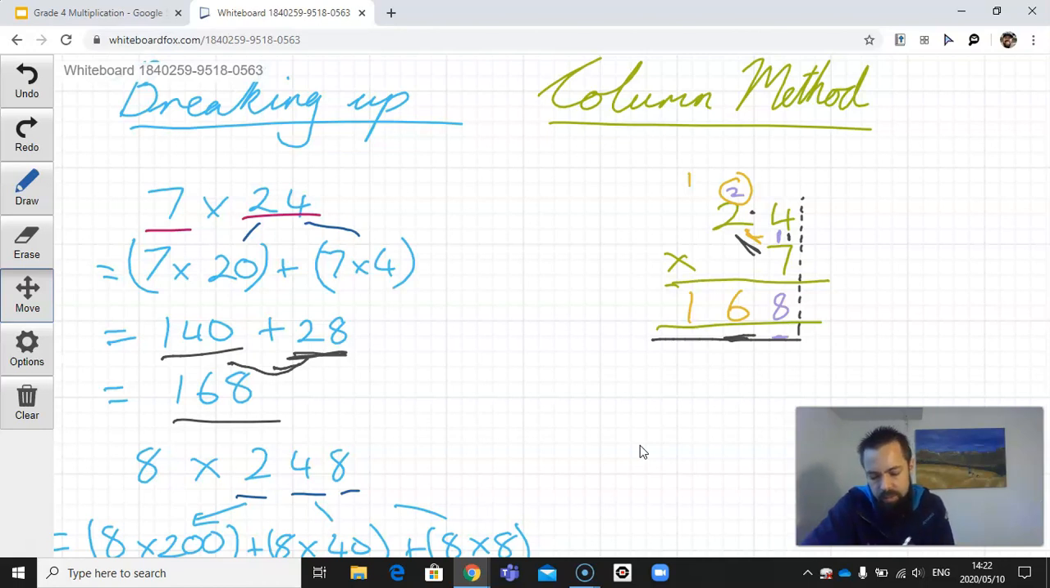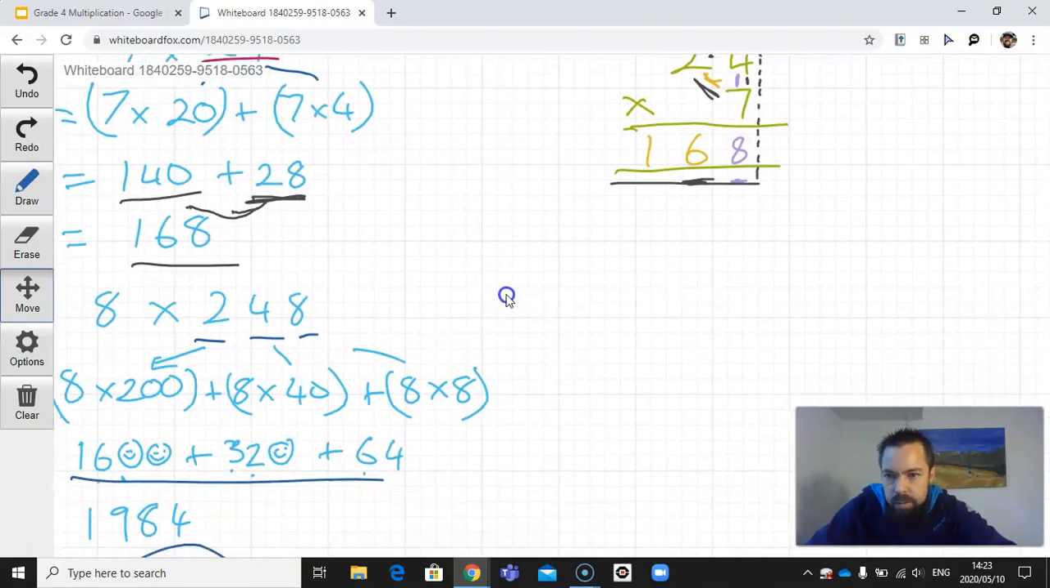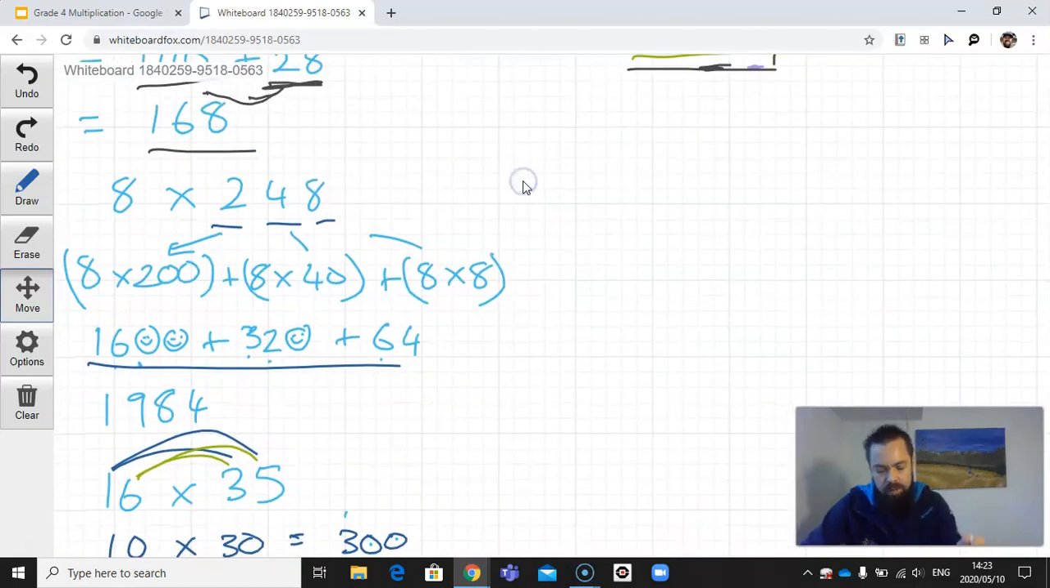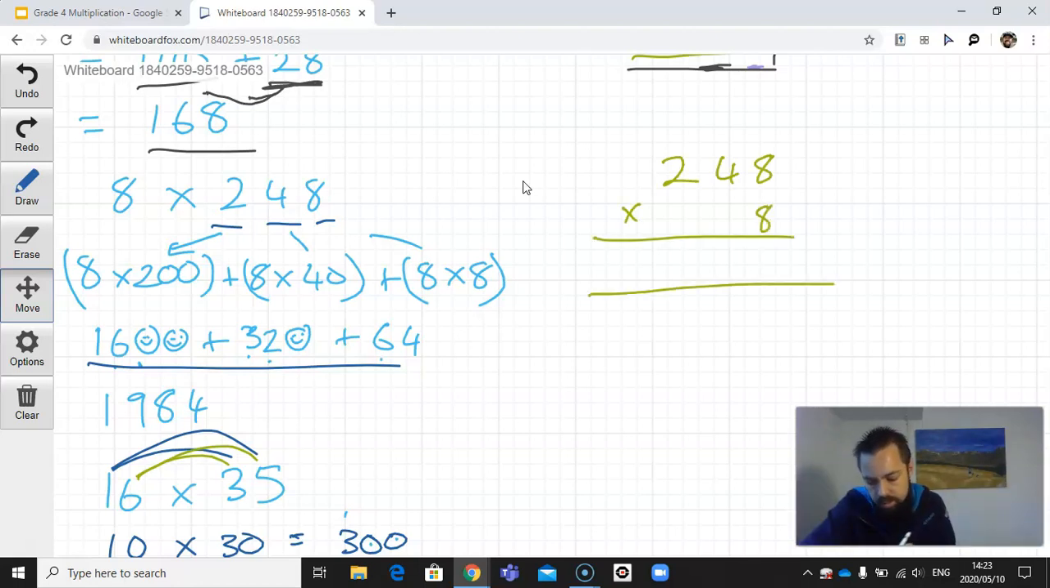Okay, let's look at the second one, which is a 1 by 3 digit. So we had 8 times 248. So I'm going to again lay it out with the bigger number at the top. We can change the order with multiplication and we still get the same answer. So 248 multiplied by 8. Making sure we line things up on the right hand side.